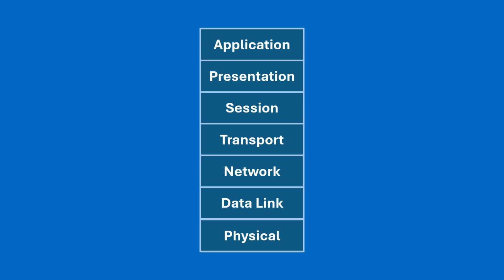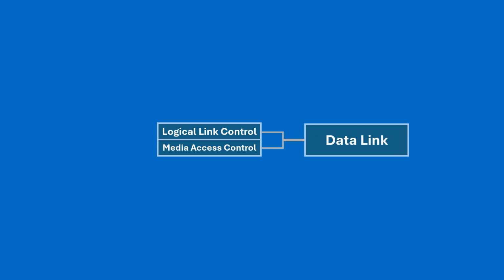Something that makes the data link layer special is that it's actually made up of 2 sublayers. The data link layer is made up of the following 2 layers: the logical link control and the media access control.